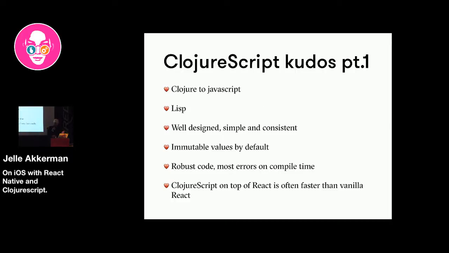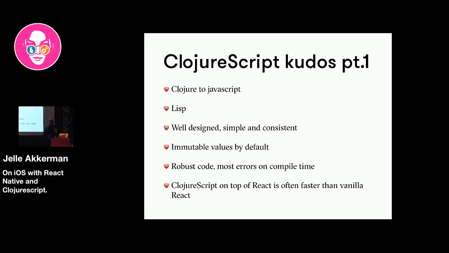So it's Clojure compiled to JavaScript. Clojure is a Lisp, so it comes with a lot of parentheses. But that makes it really consistent. The language hasn't changed, there were no breaking changes for like 4 versions now. And it is super simple because it's a Lisp.